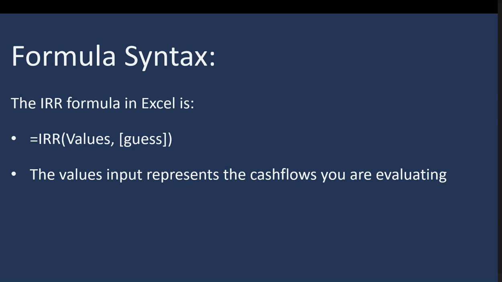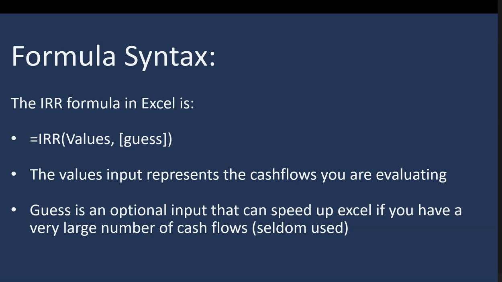And then finally, you'll see that guess is in brackets, meaning that it's an optional input. I've never used it. It can speed up Excel if you have a very large number of cash flows. If you have a guess as to what the IRR might be, you can put it in there and Excel will start to evaluate the function and cash flows from that point rather than just starting from scratch. So it can speed things up, but again, haven't really used that to any benefit.